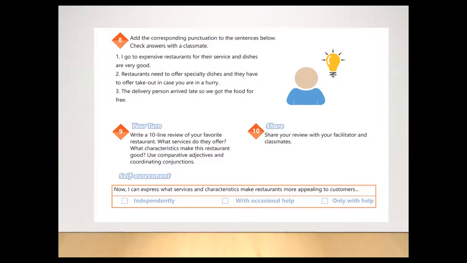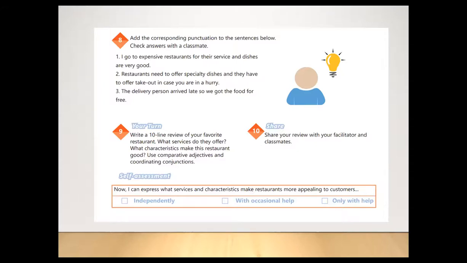Okay. Restaurants need to offer specialty dishes, and they have to offer takeout in case you are in a hurry. Okay, in case you are in a hurry. So where is the comma there? Where should the comma go? After dishes, comma, and. Okay, so number three, thank you so much.